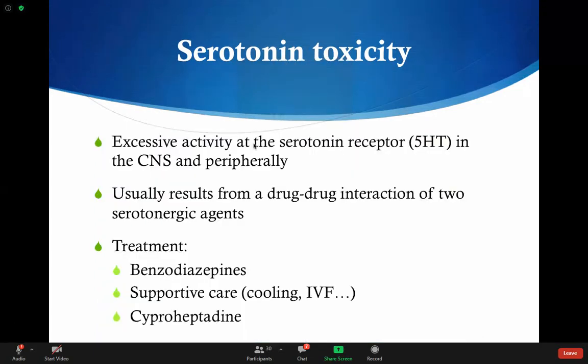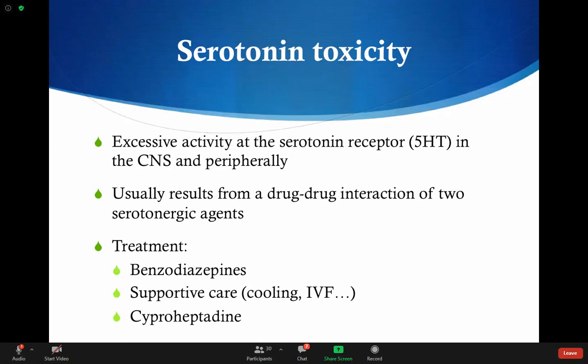All right. So excessive activation of the serotonin receptors causes the serotonin toxicity, both in the CNS and periphery, because a lot of your serotonin receptors, actually the majority of your serotonin receptors, are in the GI tract. And that's why when you prescribe SSRIs, some patients may come with diarrhea and GI symptoms. It's just because they are getting a little bit of serotonin stimulation in the GI tract. So usually, most commonly, it is from drug-drug interaction of two serotonergic agents.